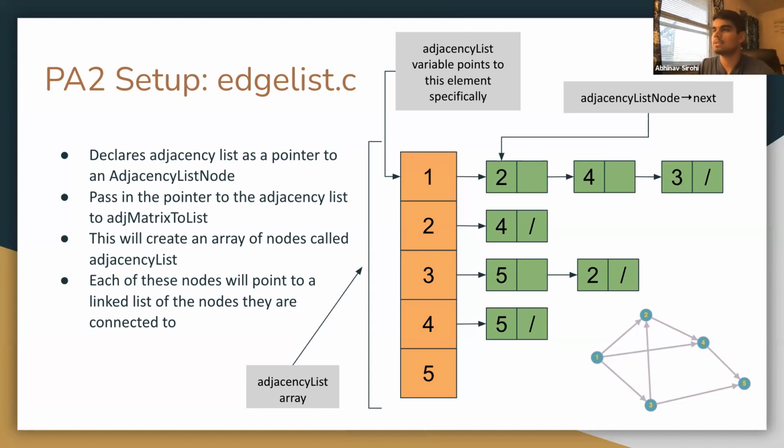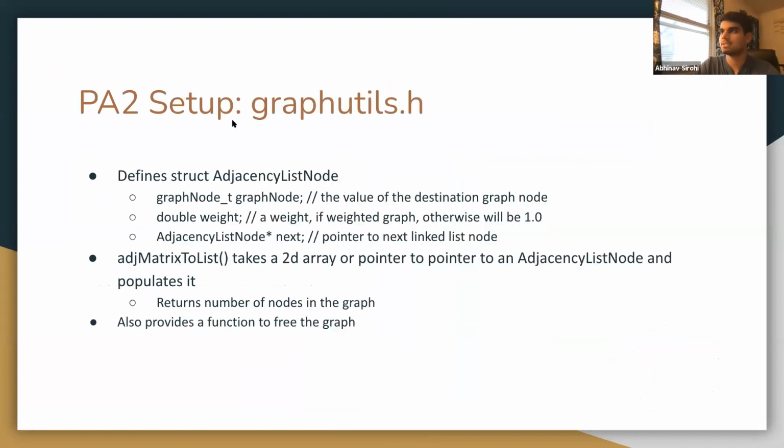So in order to create the adjacency list, you guys are going to have to use this adjacency matrix to list function that the professor provided in graphutils. That's going to take a 2-dimensional array or a pointer to the pointer of an adjacency list node, and it's going to populate that to create your complete adjacency list, which you could traverse to go through all your nodes.